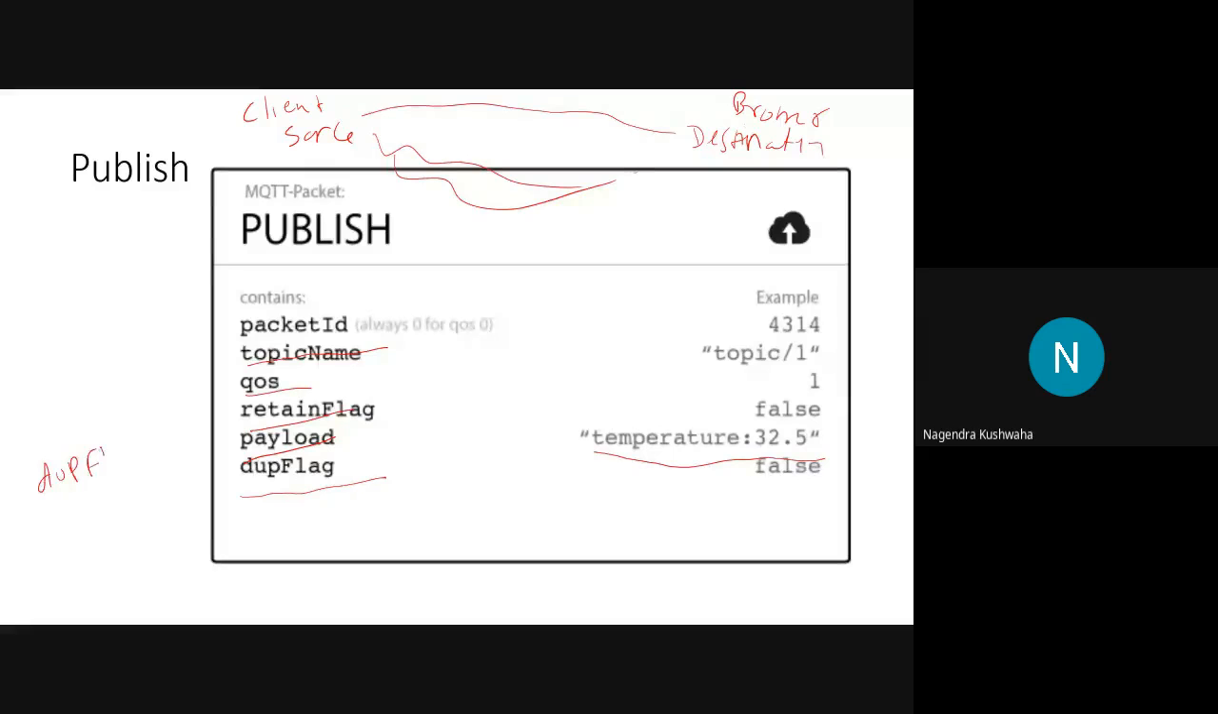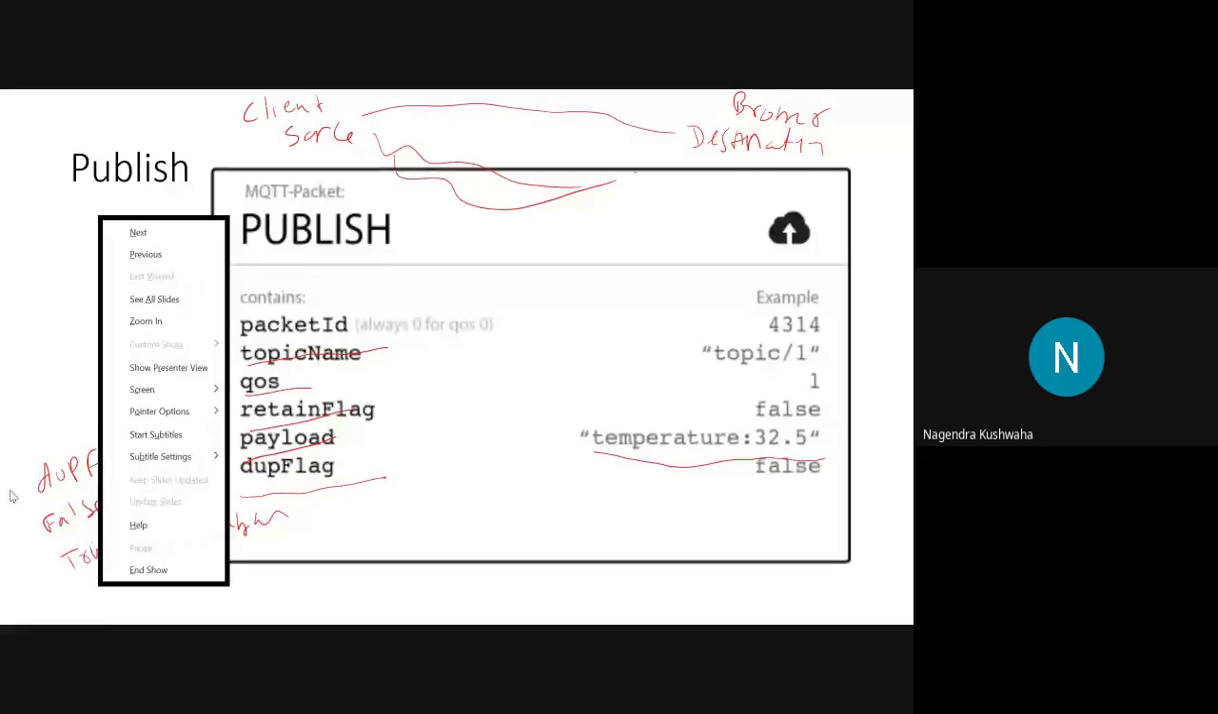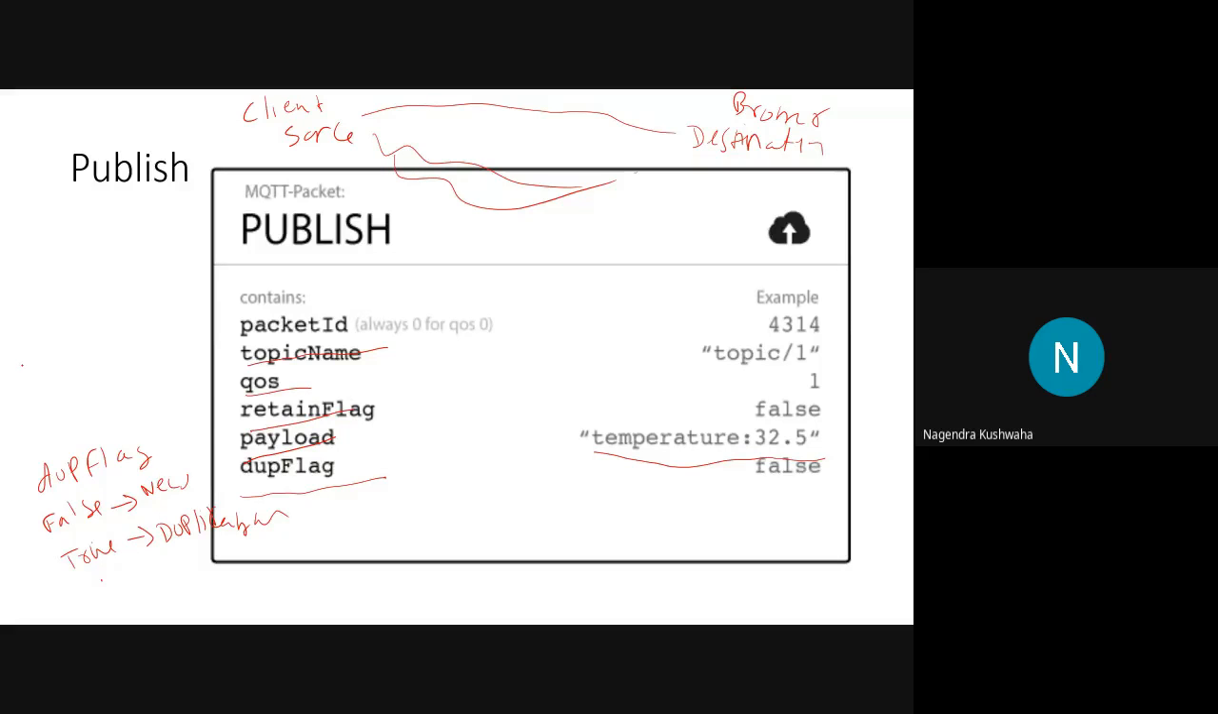DUP flag. It is either false or true. False represents it is a new message, and true represents it is a duplicate message. And why is it a duplicate message? Because once a publisher sent this message to the broker, it did not get any acknowledgement. That's why it starts sending the same message with the dup flag on.